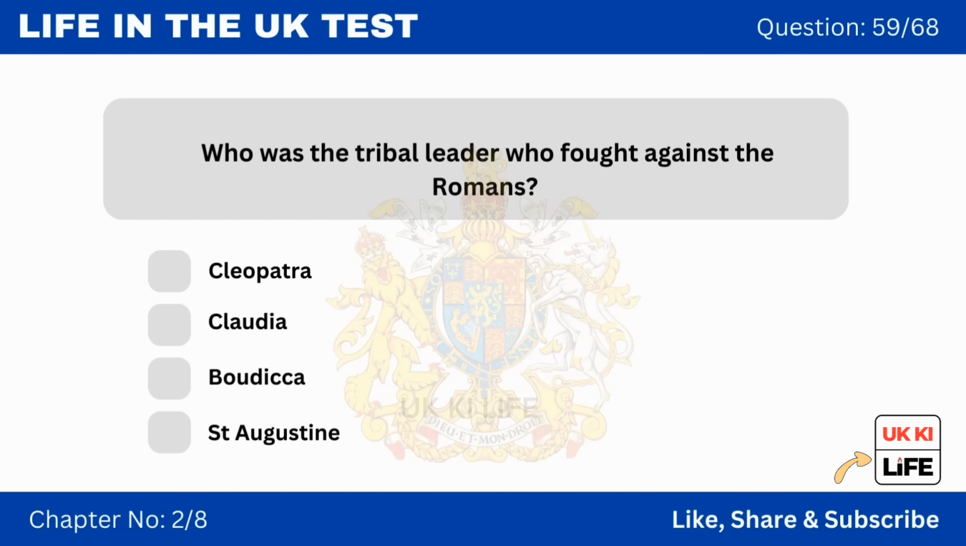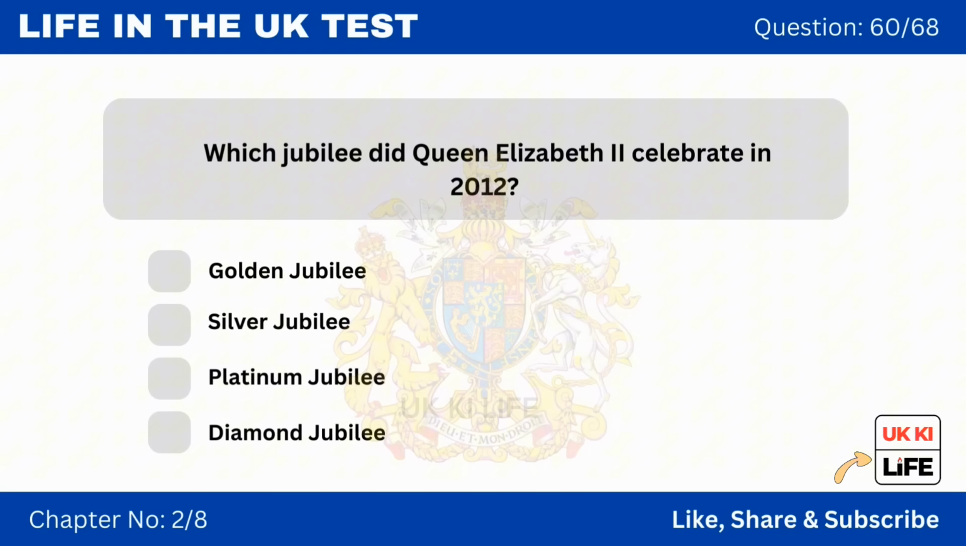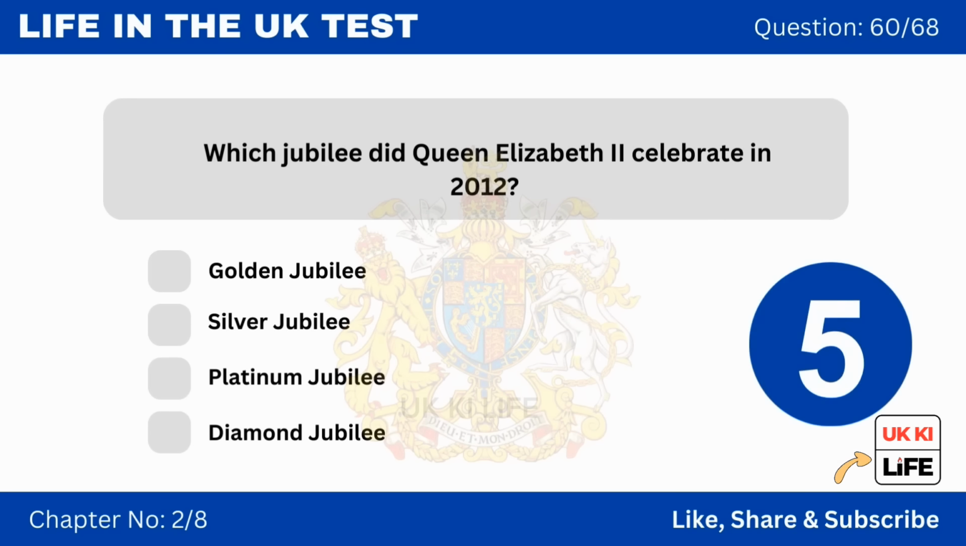The correct option is C. Explanation. One of the tribal leaders who fought against the Romans was Boudicca, the queen of the Iceni in what is now eastern England. Question 60. Which Jubilee did Queen Elizabeth II celebrate in 2012? Golden Jubilee, Silver Jubilee, Platinum Jubilee, Diamond Jubilee.